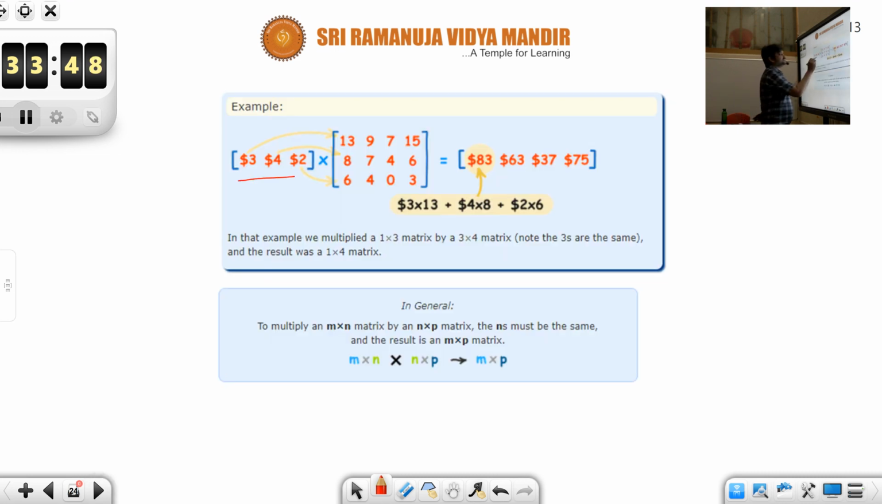So see, let's multiply this with this. What is the order of this matrix? How many rows are there? 1 row. How many columns are there? 1, 2, 3. So there are 3 columns, and the size of this matrix is 1 by 3. Now look at the second one: 13, 9, 7, 15, 8, 7, 4, 6, 6, 4, 0, 3. How many rows are there? 1, 2, 3. How many columns? 1, 2, 3, 4. So the size of this is 3 by 4.